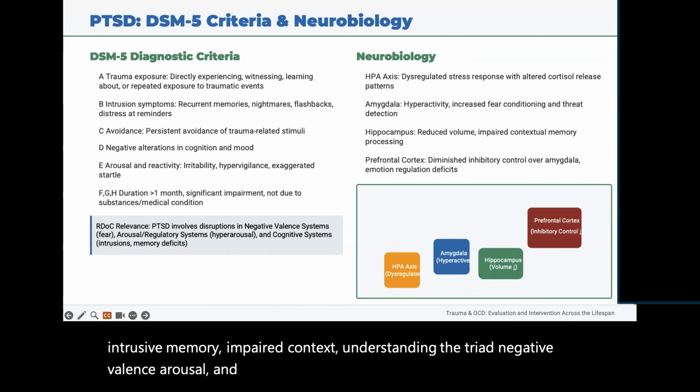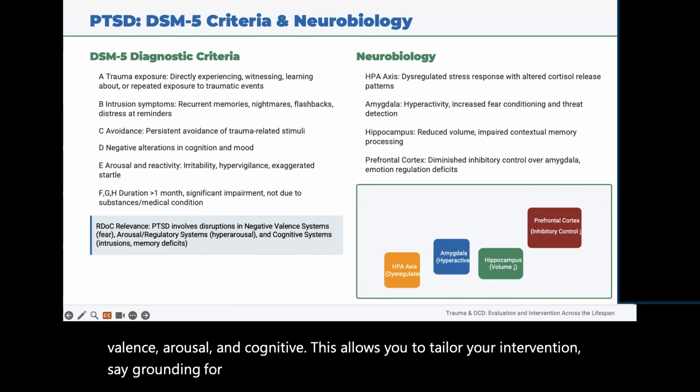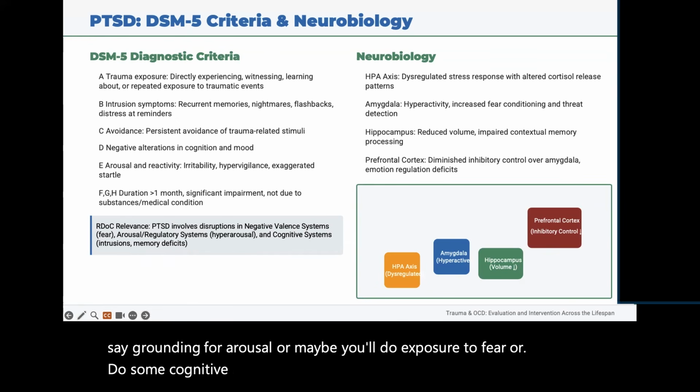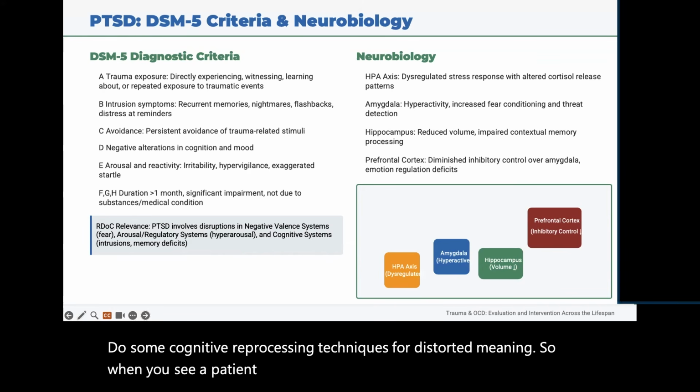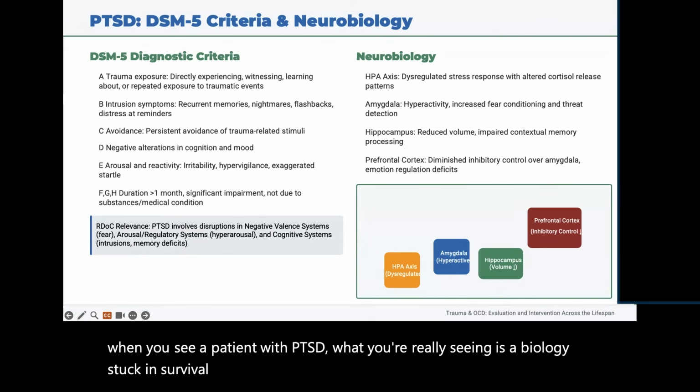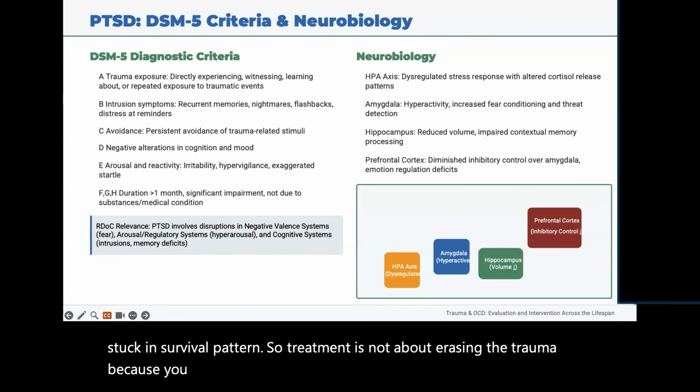This allows you to tailor your intervention, say grounding for arousal, or maybe you'll do exposure to fear, or you do some cognitive reprocessing techniques for distorted meaning. So when you see a patient with PTSD, what you're really seeing is a biology stuck in survival pattern. So treatment is not about erasing the trauma, because you can't. It's about teaching the nervous system that the war is over. And that's going to take some time to learn.